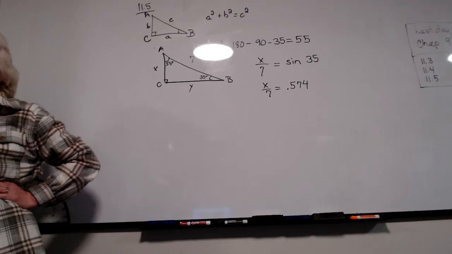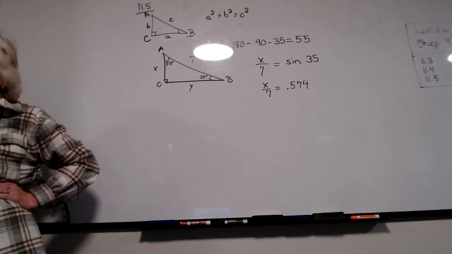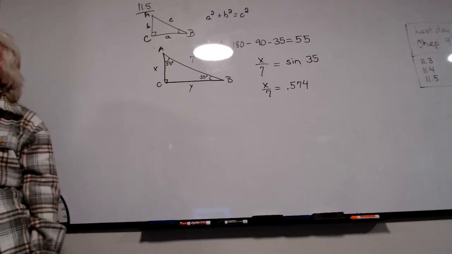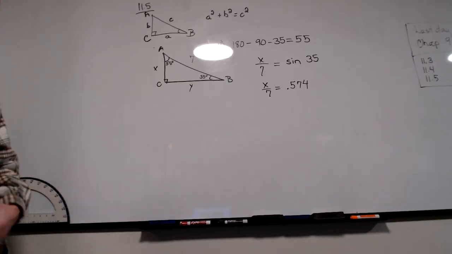Can you get it in tangent though? Yes, it's tangent, opposite over adjacent. You can, because those are the two legs, and there is not one that's bigger than the other. Yes, with tangent you can get a number bigger than 1, okay?